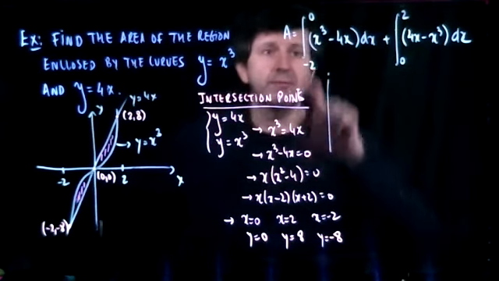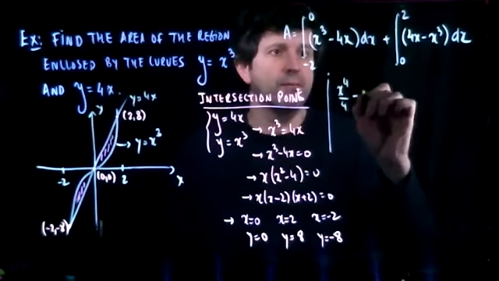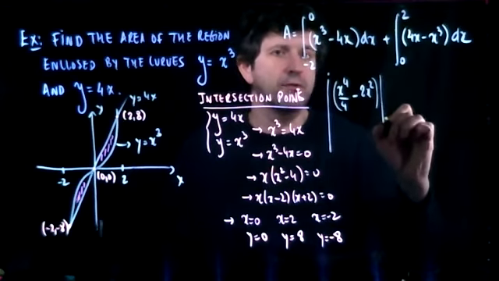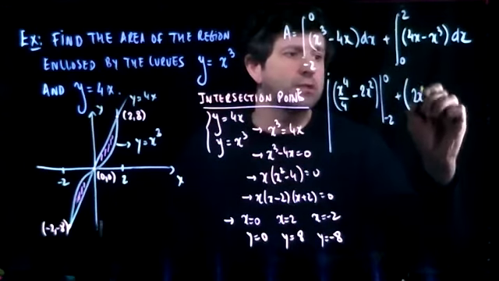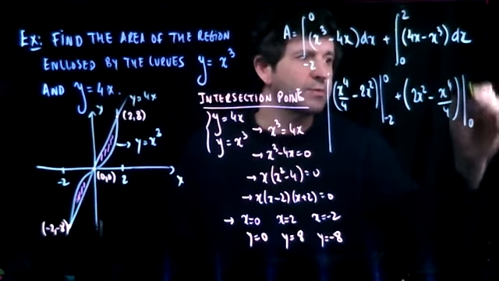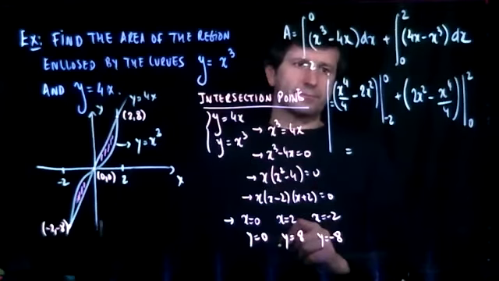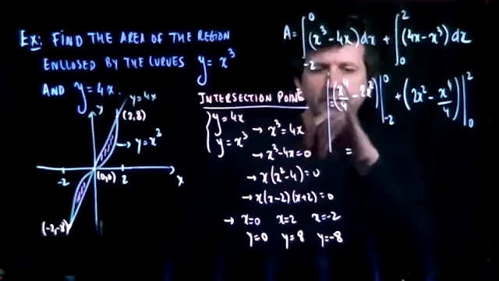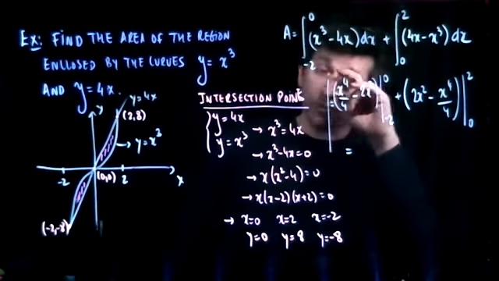Okay, let's do it. So this is x^4 over 4 minus 2x^2, evaluated from negative 2 to 0, plus 2x^2 minus x^4 over 4 evaluated from 0 to 2. So I get 16 over 4, this is 4 minus 8.